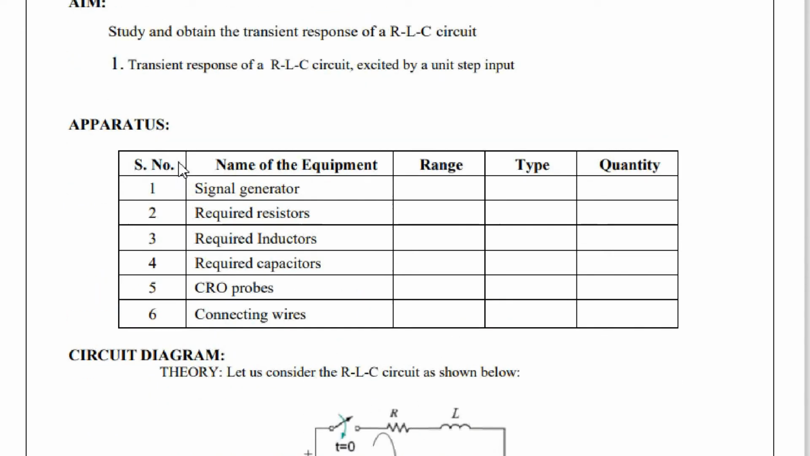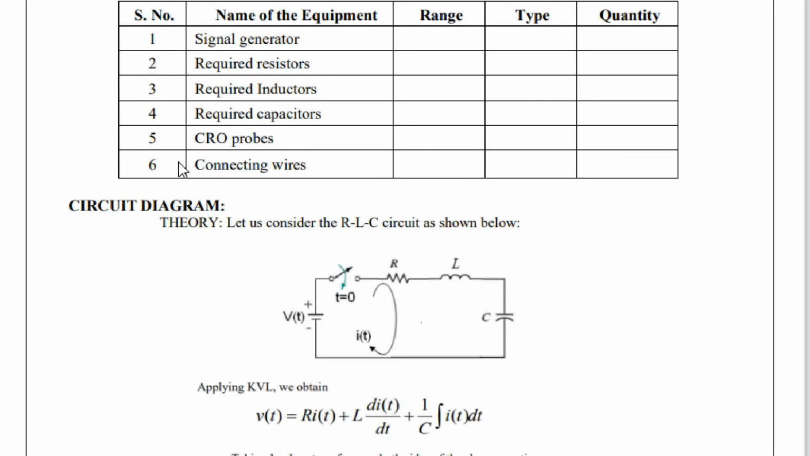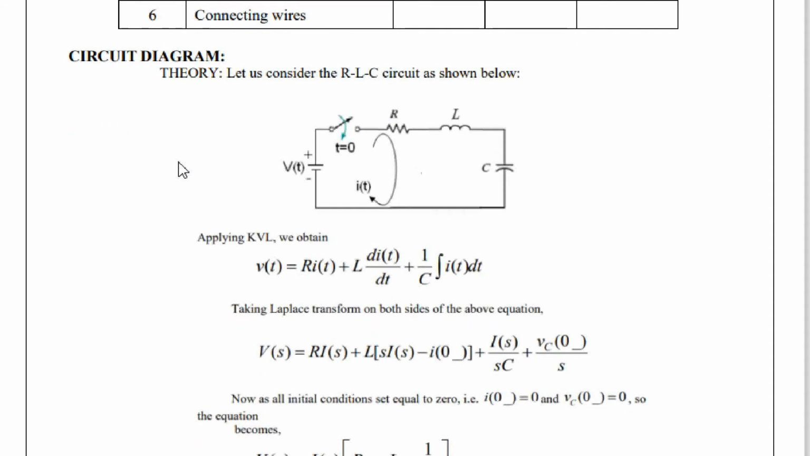excited by a unit step input. The apparatus required are a signal generator, that is your function generator, and the required resistors, inductor, capacitor, CRO probes and connecting wires. In experiments 2 and 3 we have seen individually the transient response of RC and RL. Here we are going to see the combination RLC. So let us consider the RLC circuit as shown below.